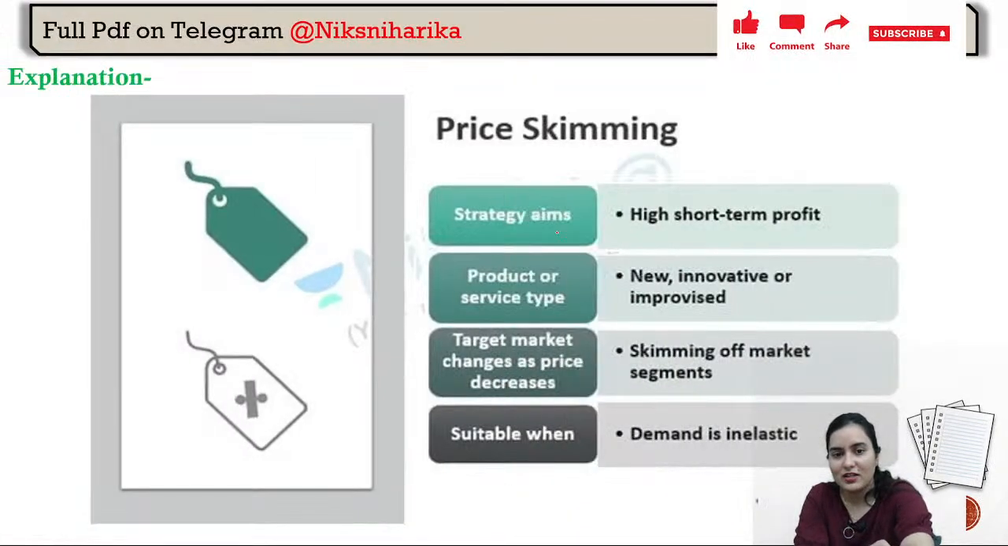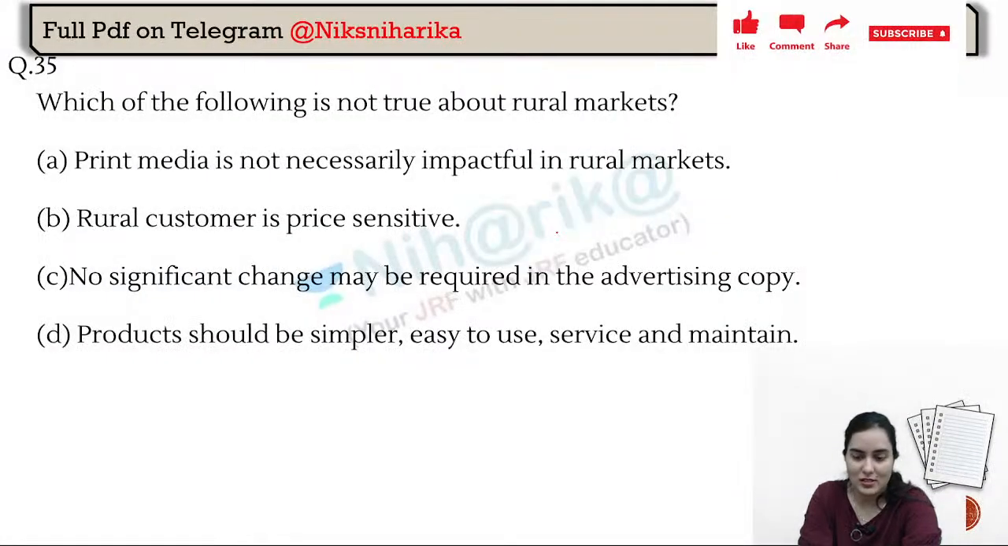Right? Okay, so it aims at high term profit, or product or service type, new or innovative or improvised product can also be there. Skimming of market segments and demand is inelastic, where people do not have much option to buy the other product. Now, which of the following is not true about the rural market? Not true about the rural market.